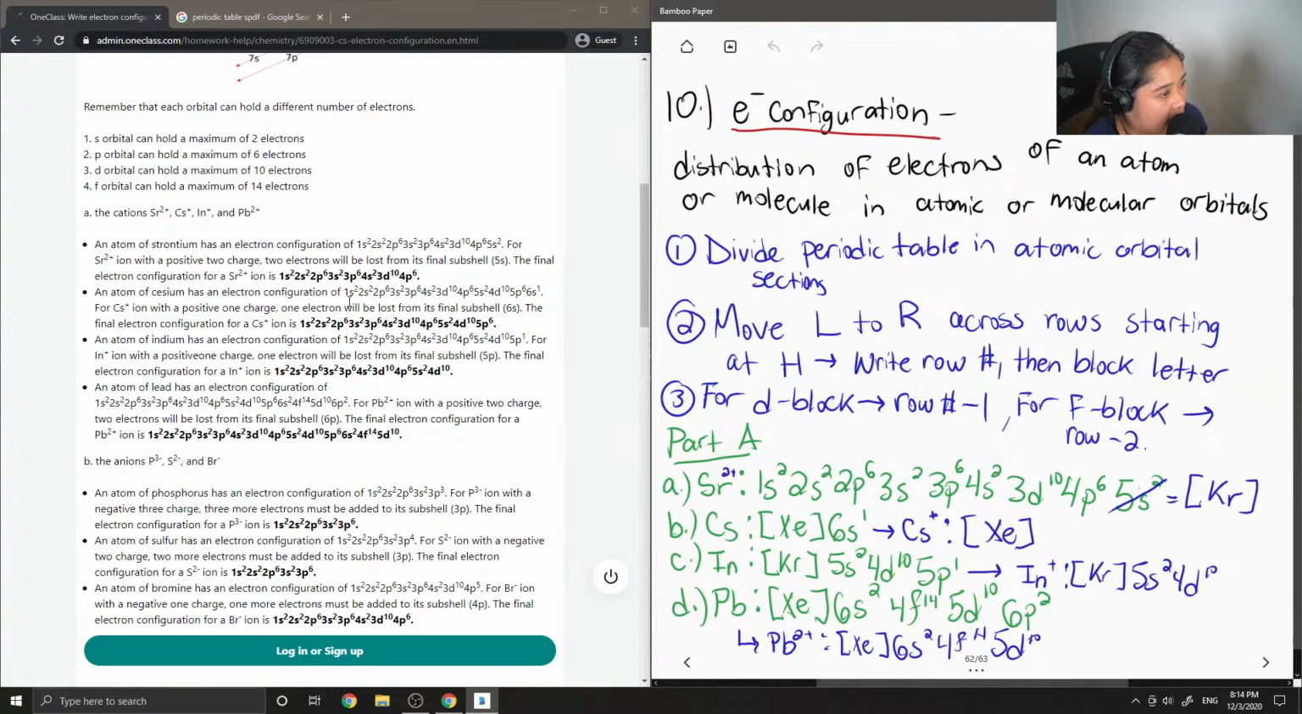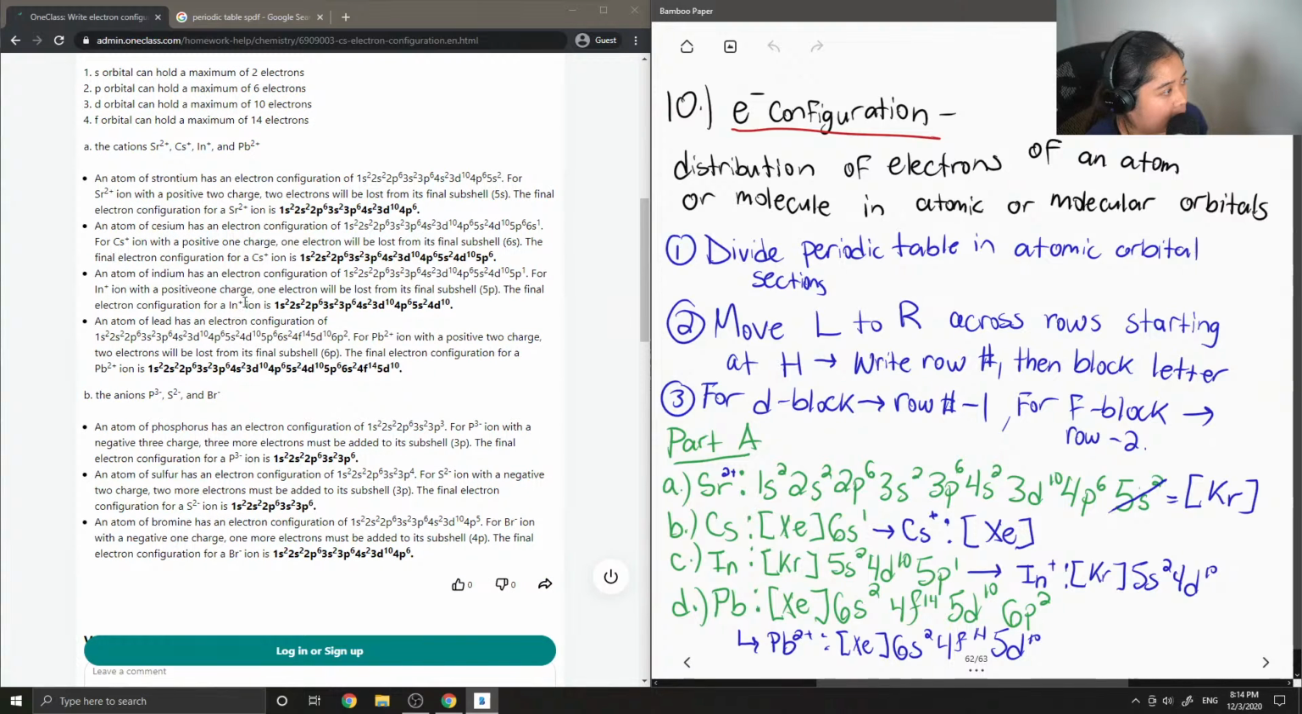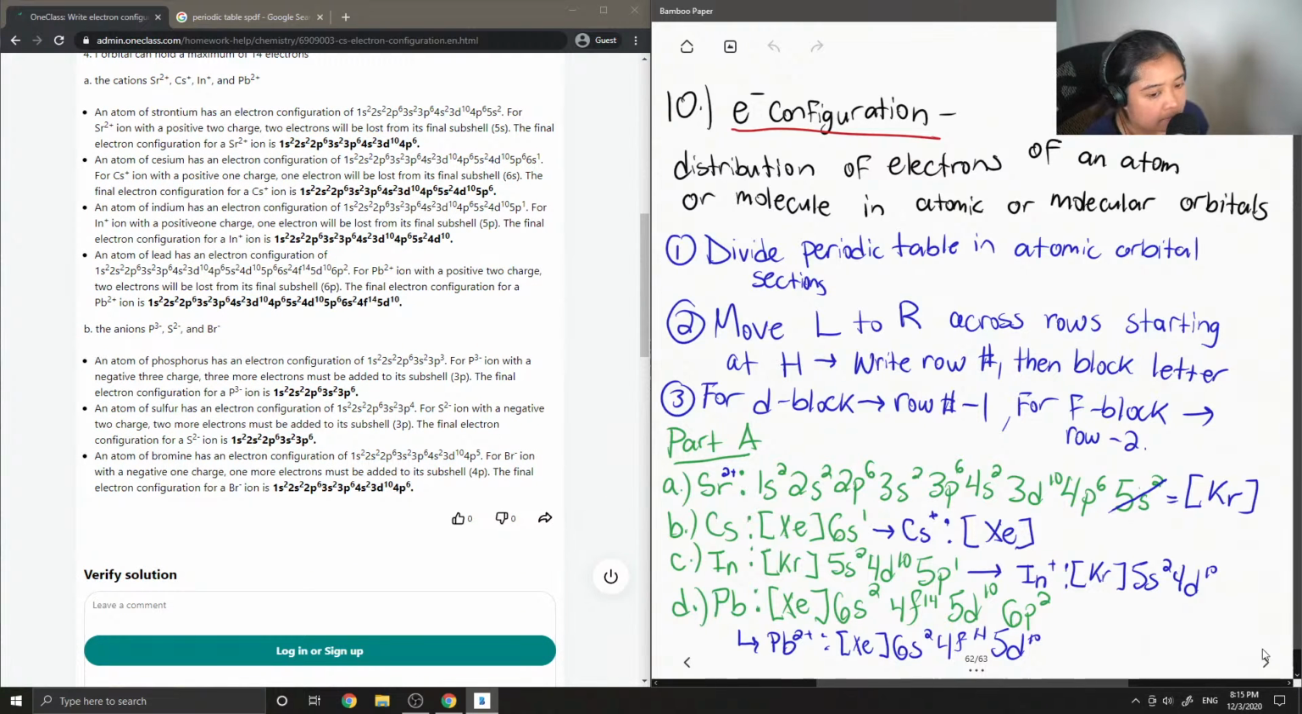Cesium has an electron configuration. So again, this is the long version, but it would still be the same. It just kind of gets confusing to read. But basically, this looks correct. Indium 4d10. Yep, so that's what I got as well. And then lead 6s2, 4f14, 5d10.